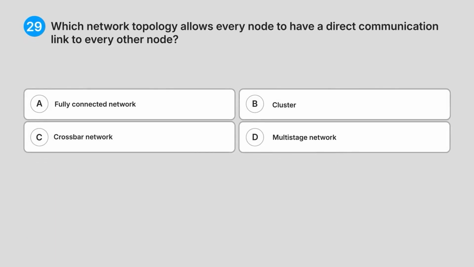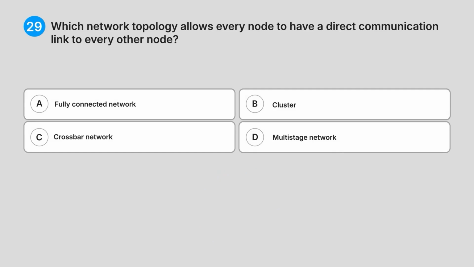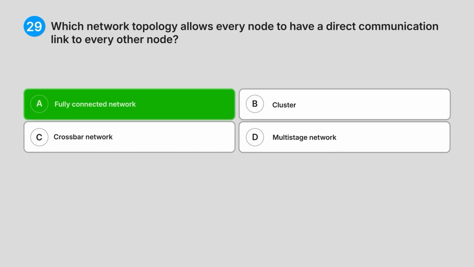29. Which network topology allows every node to have a direct communication link to every other node? A. Fully connected network. B. Cluster. C. Crossbar network. D. Multi-stage network. What do you think is the answer? Correct answer, A. Fully connected network.